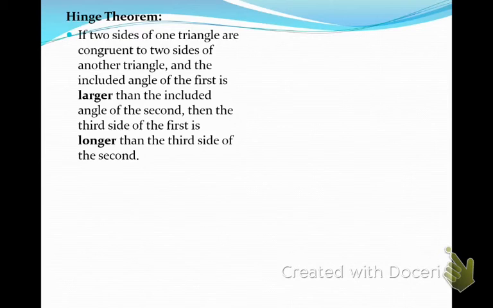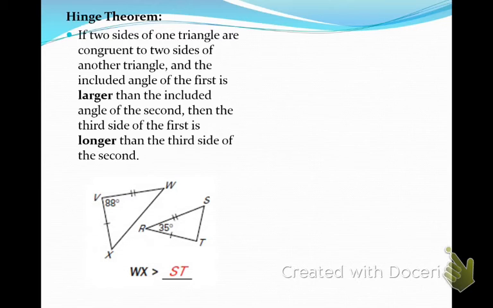See what I'm saying? Here, same length. I take these. This is a smaller side. This angle will be smaller. If I widen the same length out, then the third side is going to be longer. That's the hinge theorem. Okay?